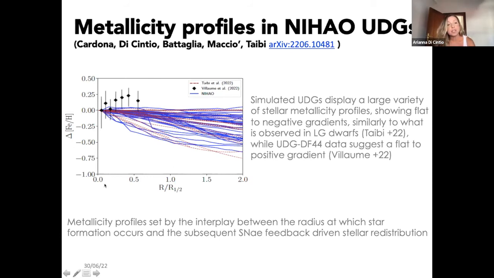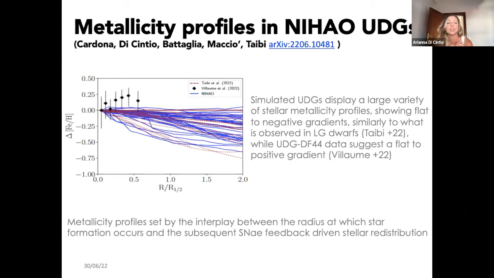In this image, you can see such a metallicity profile. NIHAO simulations are shown in blue, and they're compared with local group dwarf galaxies as a dashed line, from a very recent paper by Taibbi and collaborators, which also just came out last week. You can see that the expected stellar metallicity profile is very similar between local group dwarfs and ultra diffuse galaxies in simulation. So in this sense, UDGs are not peculiar.